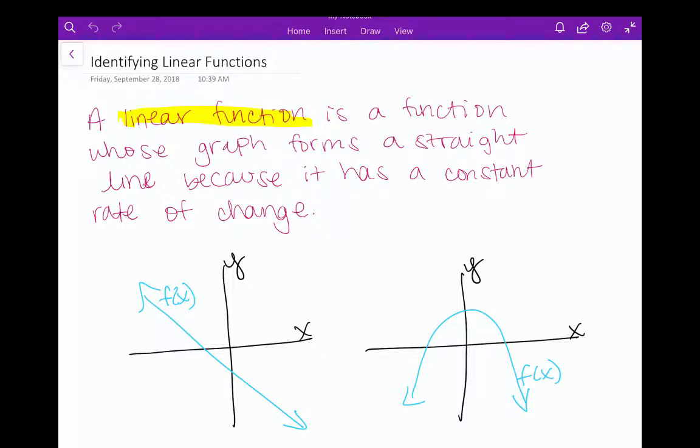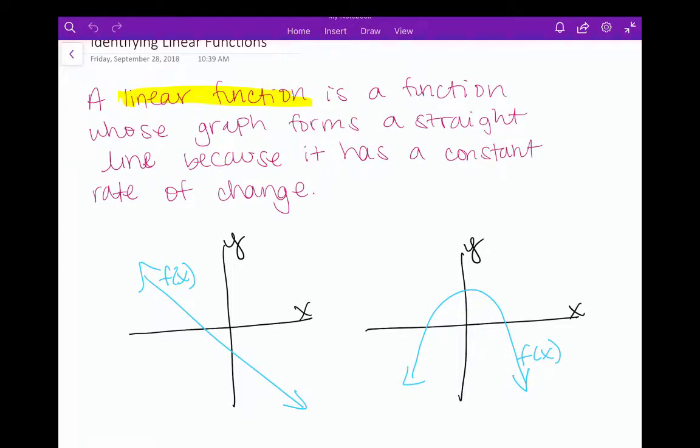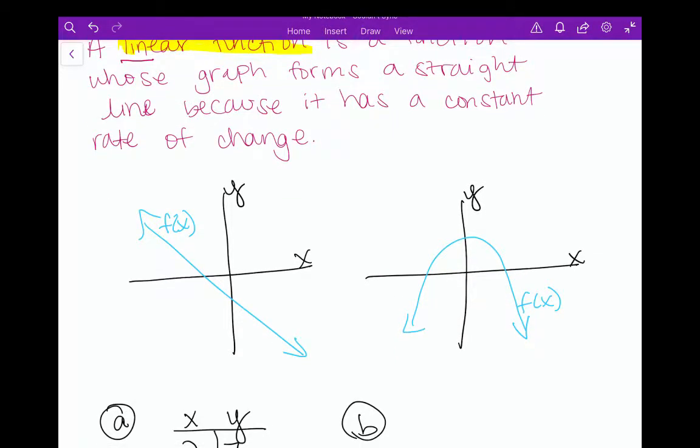This is the video for identifying linear functions. First of all, a linear function is a function whose graph forms a straight line because it has a constant rate of change. So we already studied functions. Now we're looking at a specific type of function, which is linear. Linear, you'll notice the root word there is line. So a linear function is a straight line. So example A is a linear function because it is a straight line. Example B is not a linear function because it is not a straight line.